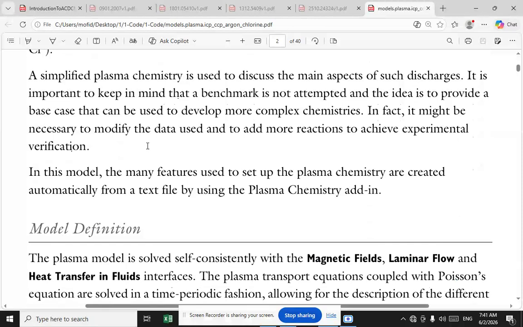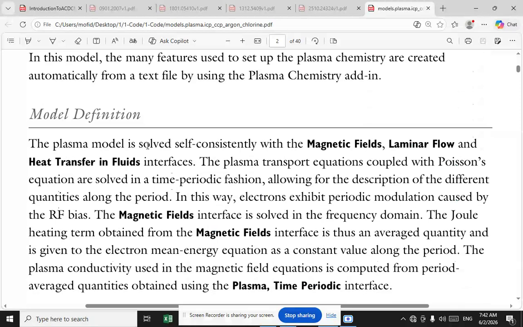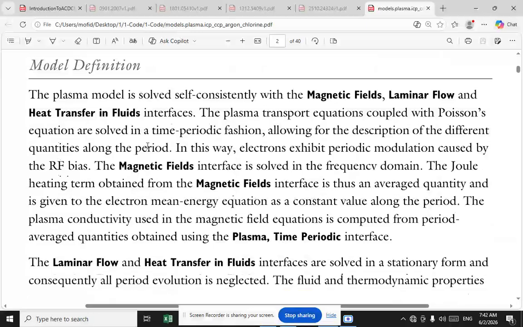It is important to keep in mind that a benchmark is not attempted, and the idea is to provide a base case that can be used to develop more complex chemistries. In fact, it might be necessary to modify the data used and to add more reactions to achieve experimental verification. In this model, the many features used to set up the plasma chemistry are created automatically from a text file by using the plasma chemistry add-in. Now I want to go through the model definitions.